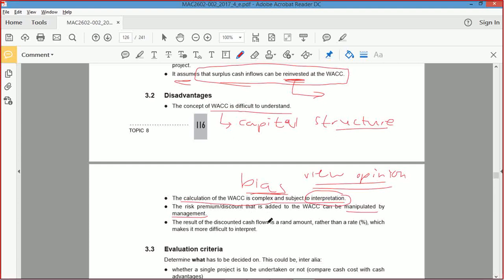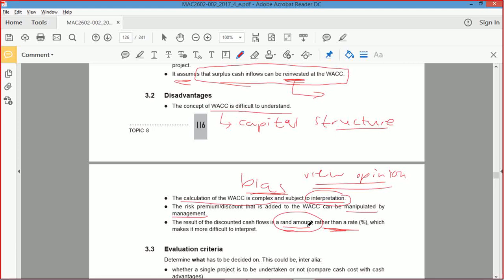Right, the result of the discounted cash flows is a rand amount, okay, rather than a rate. Right, so if I'm looking at a rand amount, it is a little bit more difficult to accept or reject because it's rands, okay, rather than a percentage, like a yield.